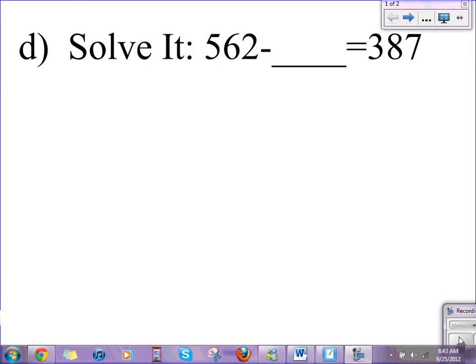Okay, we are going to solve 562 minus some number equals 387. We're going to see various different ways of how we solve this problem.